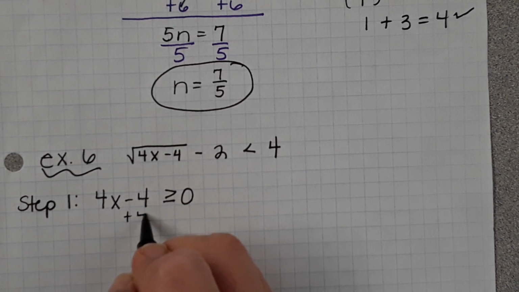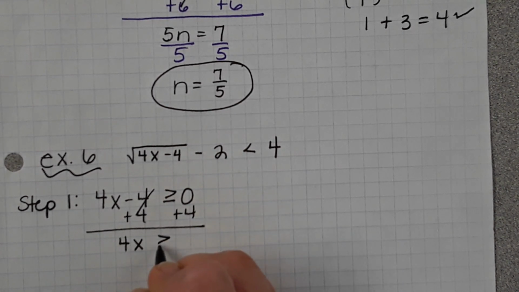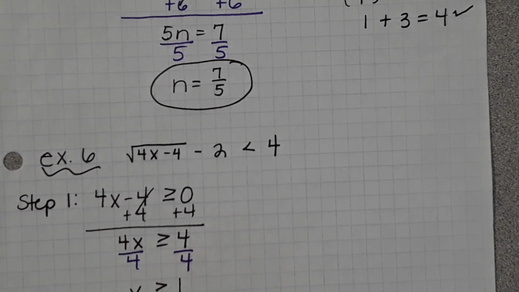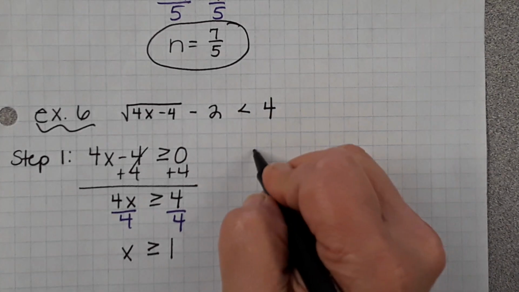So we're going to add 4 to both sides. And then we're going to divide by 4. And x is greater than or equal to 1. So x has to be greater than or equal to 1. It cannot be anything else, okay? If it's anything less than 1, the answer will not be a real solution, and all we're interested in is real solutions.